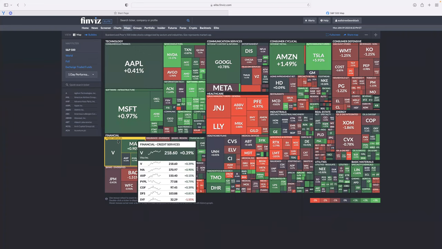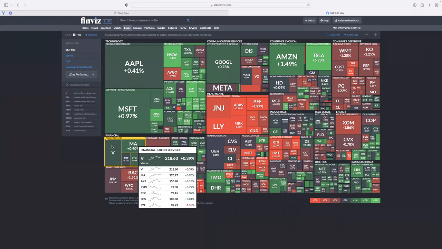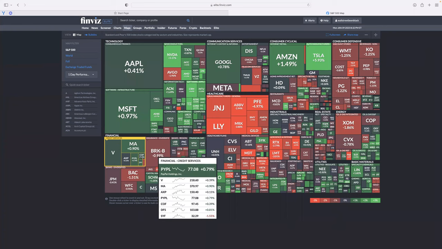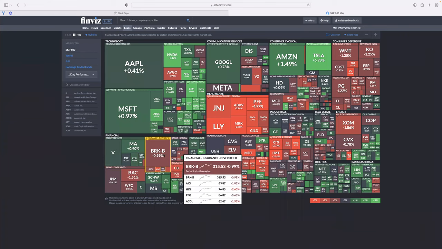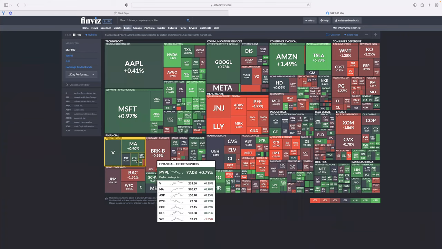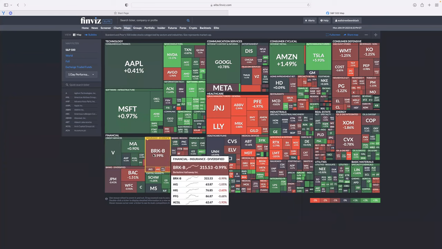But over in financial, we have the credit services. This is where we're going to see obviously the credit cards: Visa, MasterCard, American Express, PayPal. Okay, PayPal is in there. Remember this, okay? PayPal is over in the financial sector, in the credit services industry. We have insurance, most notably Berkshire Hathaway.